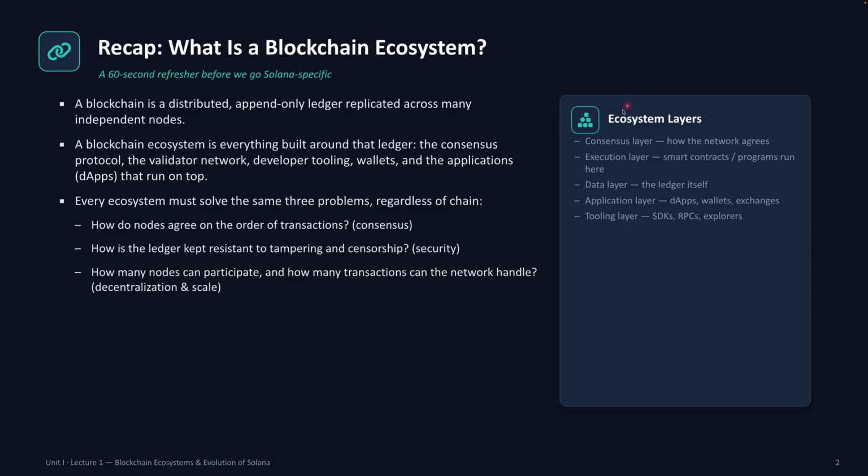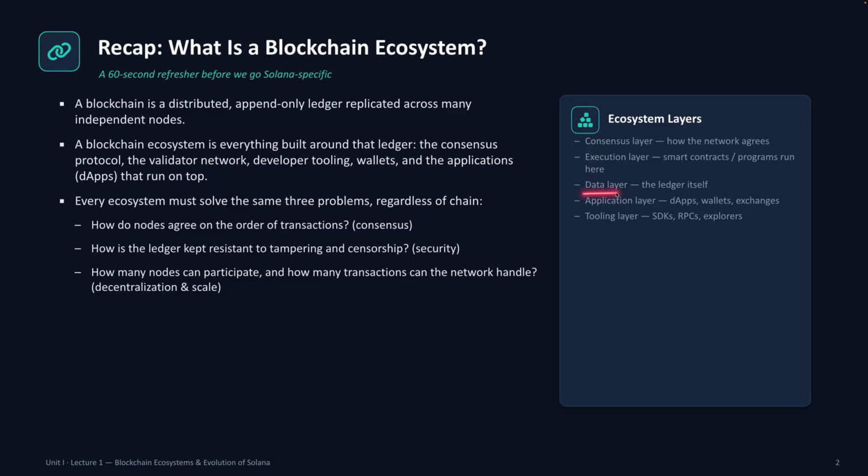First is the consensus layer, which is responsible for how the network agrees on certain conditions, or how the network comes to a conclusion is decided by the consensus layer. After that, we have the execution layer. On this layer, the smart contracts or the programs are actually executed. Going ahead, we have the data layer.